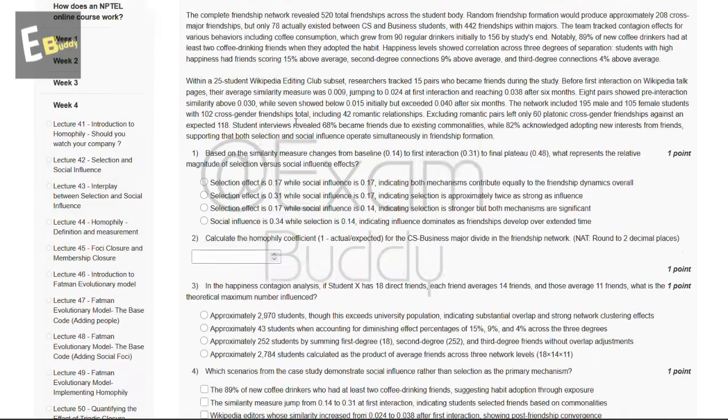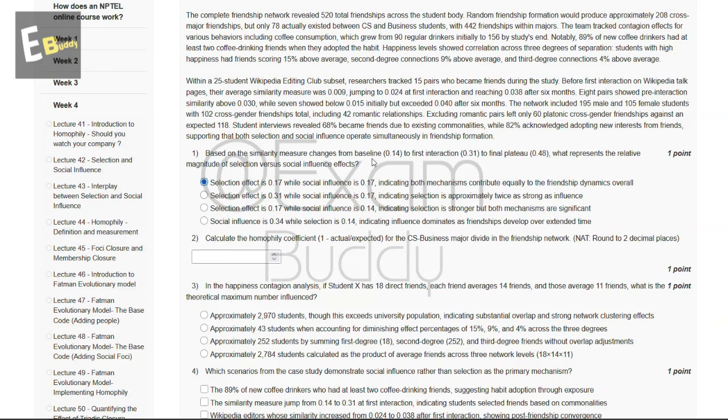So the first question is, based on the similarity measure changes from baseline 0.14 to first interaction 0.31 to final plateau 0.48, what represents the relative magnitude of selection versus social influence effects? So these are the options, and the answer of our first question is A. Selection effect is 0.17 while social influence is 0.17, indicating both mechanisms contribute equally to the friendship dynamics overall.